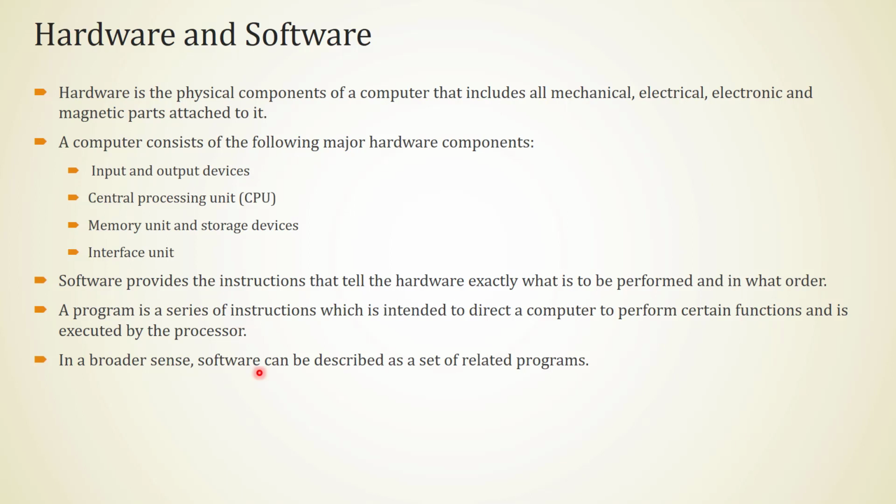In broader sense, software can be described as a set of related programs. So here you have to understand three terms. Instructions, you all know what is instruction. Group of instructions can be considered as a program. Group of programs can be considered as a software.